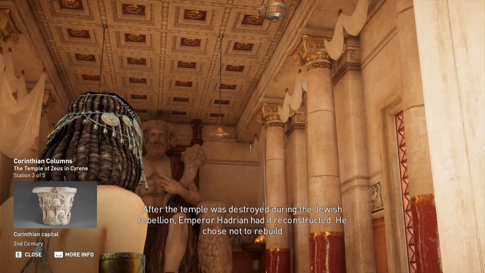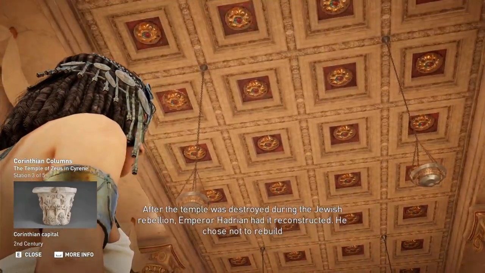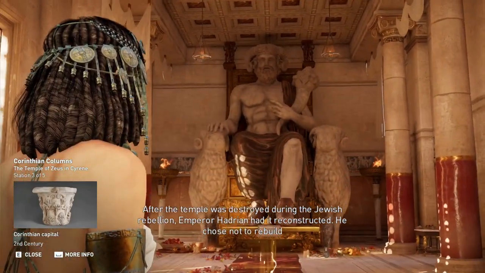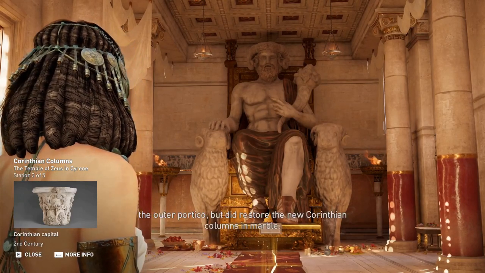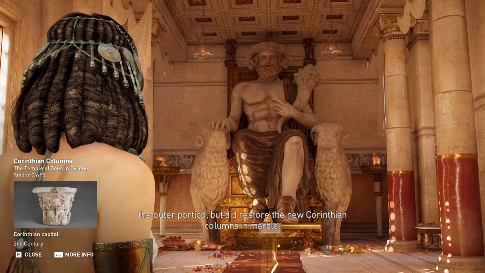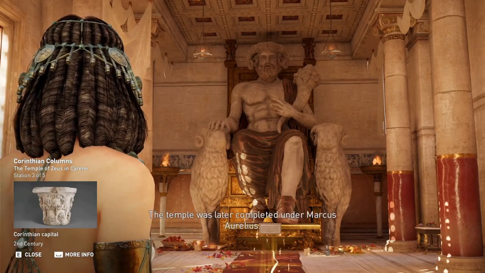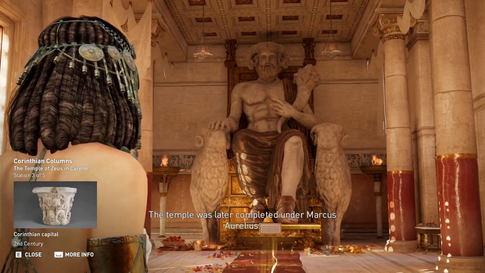After the temple was destroyed during the Jewish rebellion, Emperor Hadrian had it reconstructed. He chose not to rebuild the outer portico, but did restore the new Corinthian columns in marble. The temple was later completed under Marcus Aurelius.